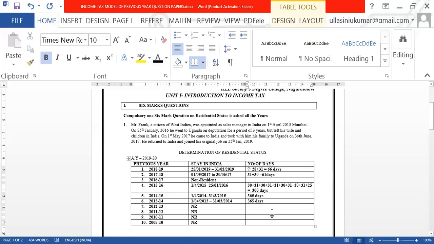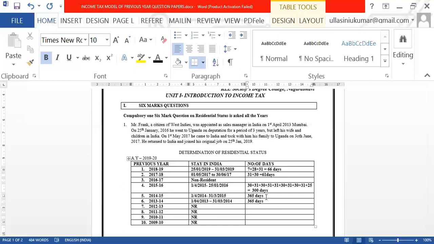So now we are supposed to verify the basic and additional conditions. He doesn't satisfy the first basic condition, that is staying in India for 182 days in the previous year. So we'll move to the second basic condition. It says he has to stay for 60 days in the previous year, that is satisfied, and he has to stay for 365 days in the preceding previous years. So as you can see, first, second, third, and fourth, that is until 2014-15, he has to stay for 365 days. So you can see he has stayed. So he satisfies the second basic condition.